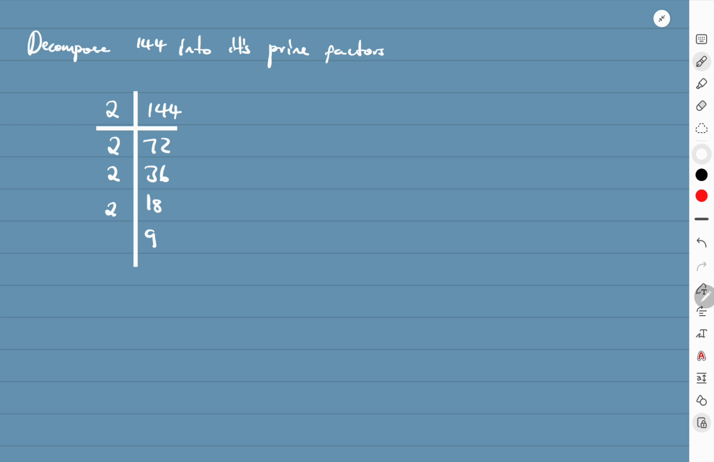The answer is no. It means I'm going to go to the next prime number, which is a 3. Can a 3 go into 9 without leaving a remainder? I'm going to have a 3. How many times? It goes 3 times. I'm going to have a 3, which goes into 3 only once.